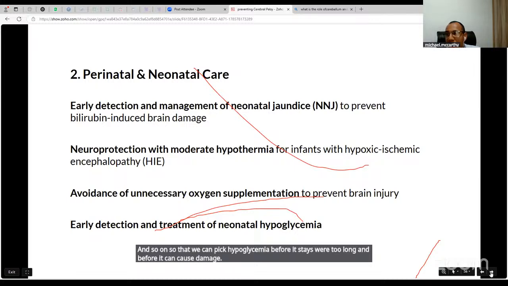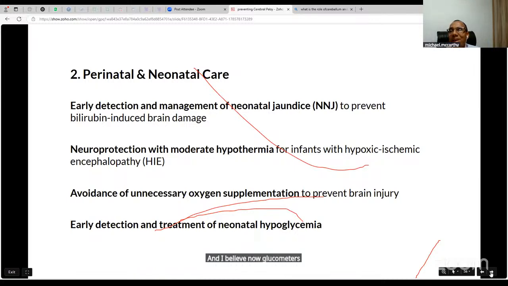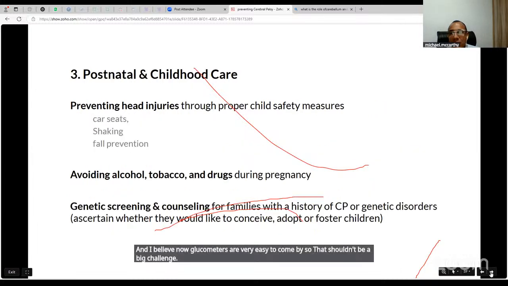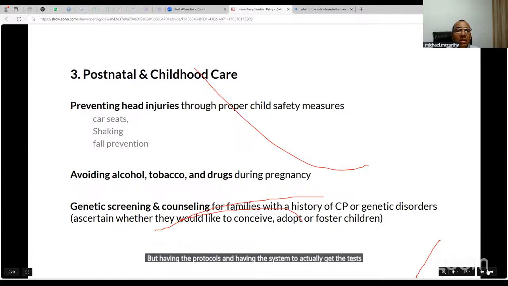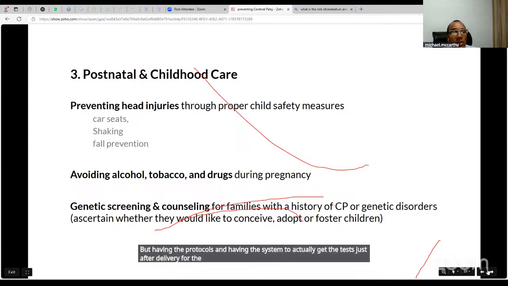And I believe now glucometers are very easy to come by, so that shouldn't be a big challenge. But having the protocols and having the system to actually get the tests done just after delivery for the children, the neonate, is really important.